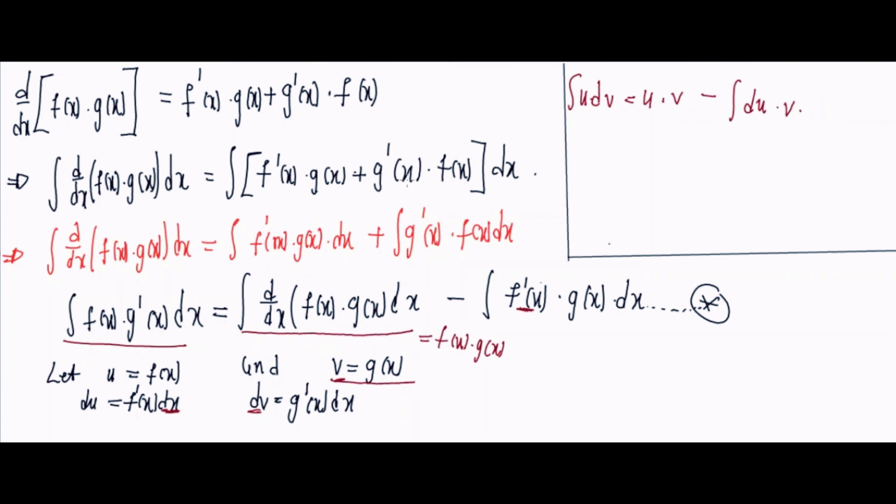So the formula for integration by parts is this one. We're going to write it well here. It's the integral of u dv, which is equal to u times v minus the integral of v du. And this is integration by parts.